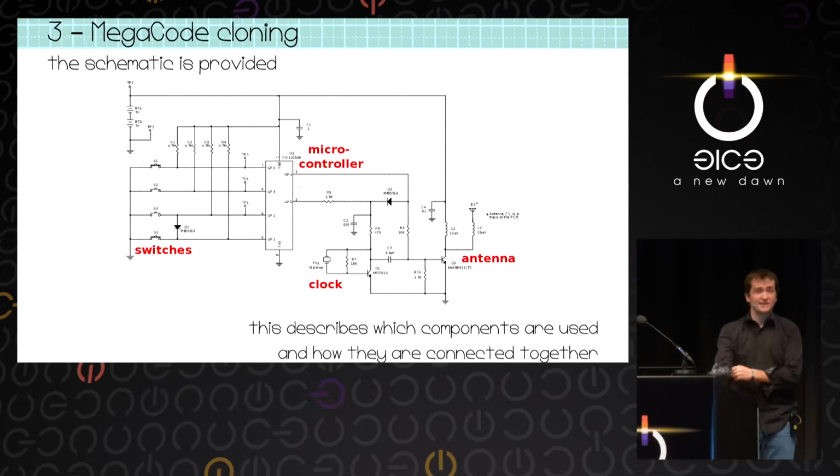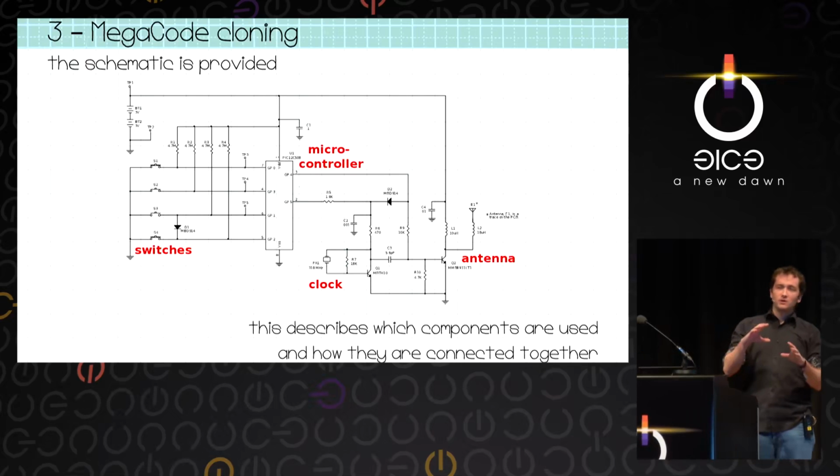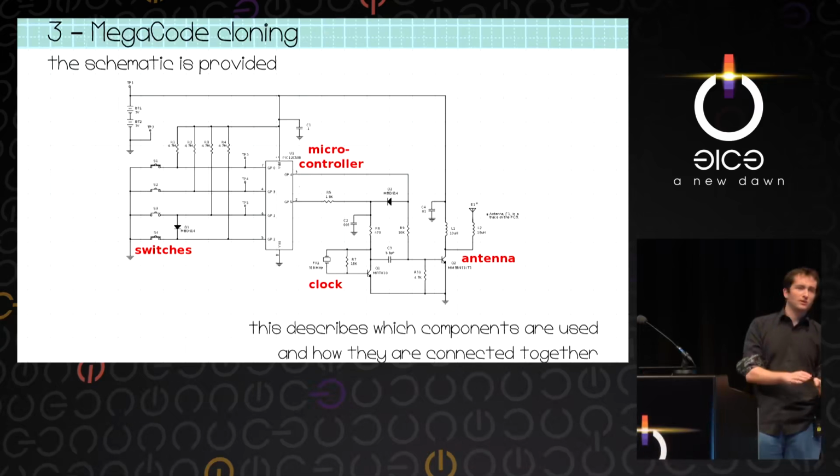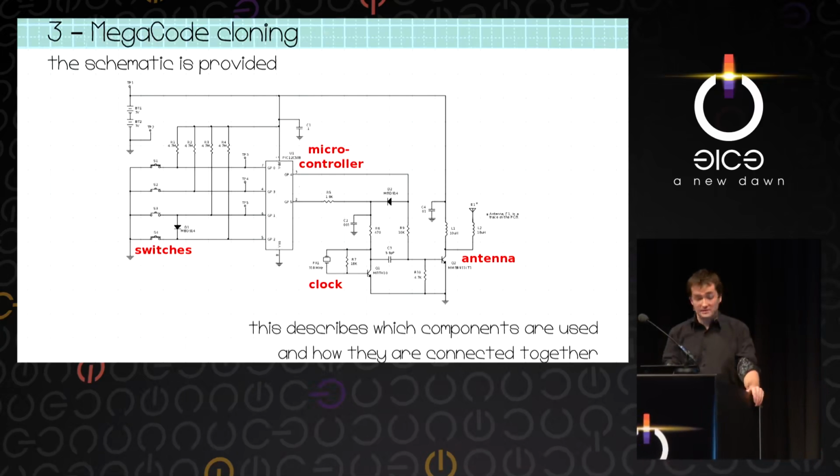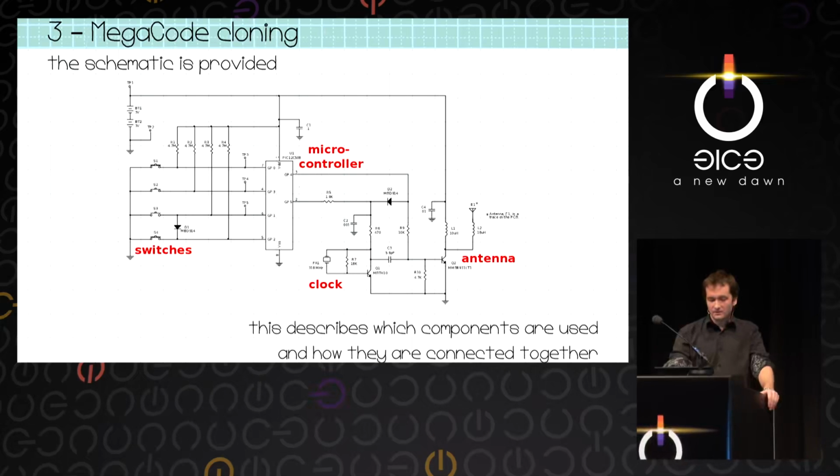There are also schematics. Schematics are a bit more abstract way. Before you do your circuit board, you just want to know which component is connected to which other. Where they are placed and how they are connected, you don't really care. You just want to find out how they're connected. This is what schematics are for. And if you learn a bit how they work, you will find out there are the switches on the left, the microcontroller in the middle, the clock just behind it for the 318 megahertz, and then the antenna.